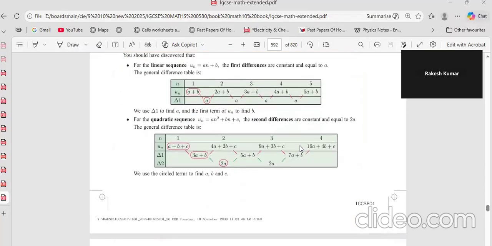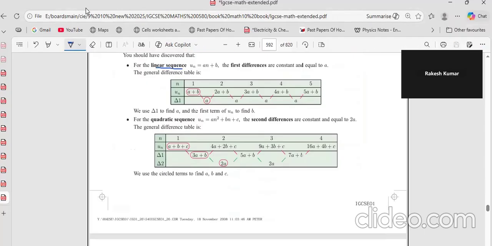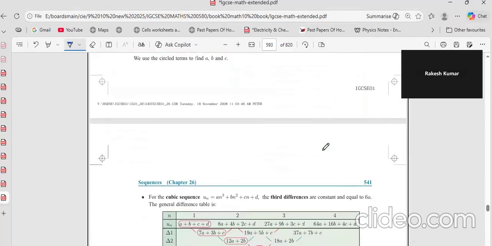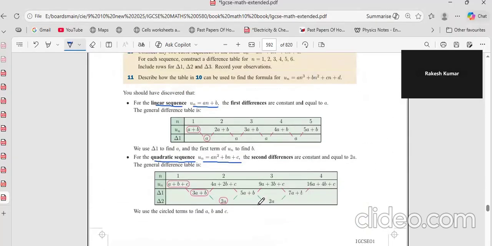Whenever you are given a sequence of numbers, you have to check what kind it is. Is it a linear sequence? That means the nth term will be this form. Is it a quadratic sequence? Then the nth term will be quadratic form. Or it is a cubic sequence, and the nth term will be cubic form. Now, how do we identify which form?